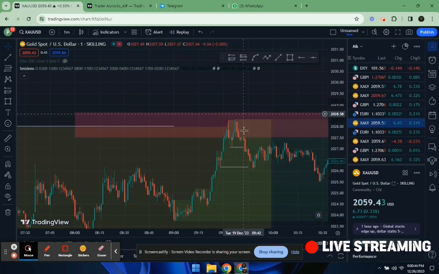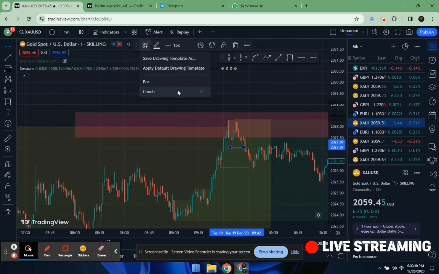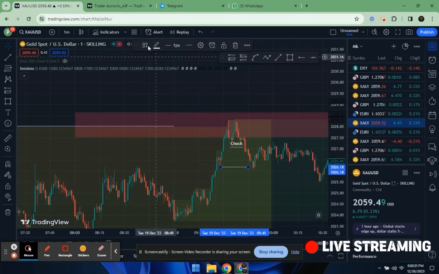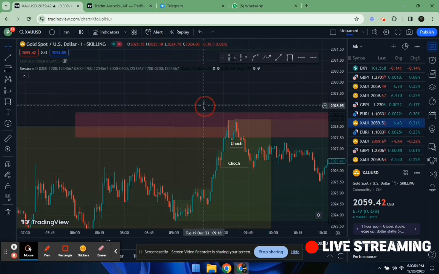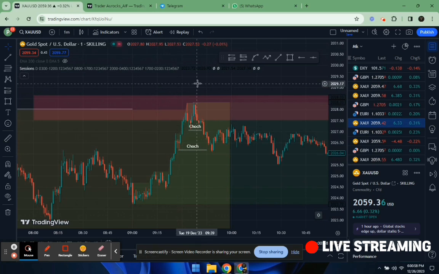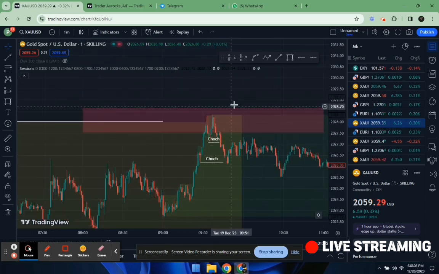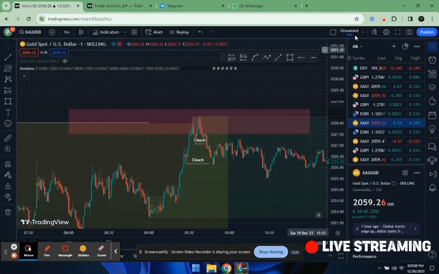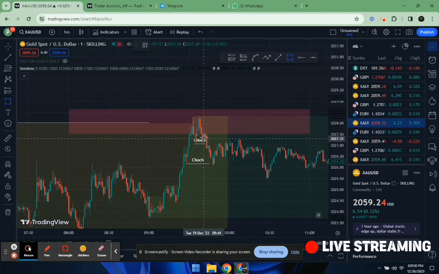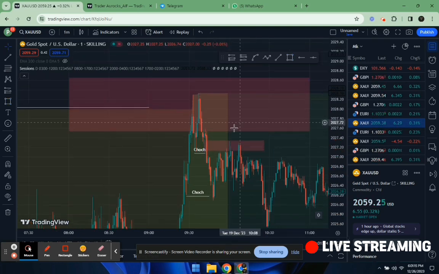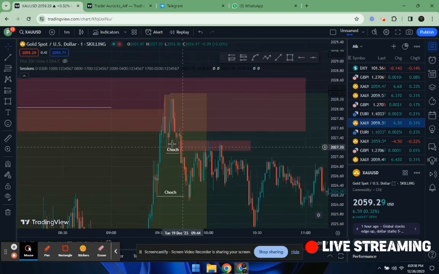Though some people say this is not a value pullback, I don't care. As far as on my volume indicator, everything has high volume. And then after price took this out, you could have just waited here. So this is your fair value gap, and then you place your order at the 50%. That's the consequent encroachment of the fair value gap.